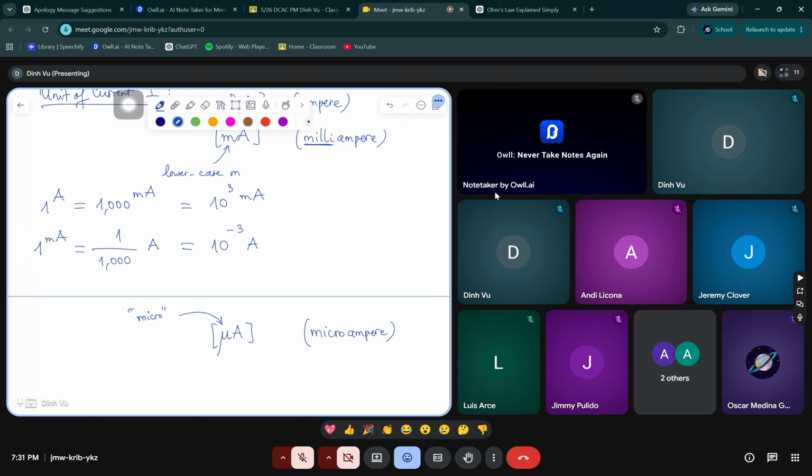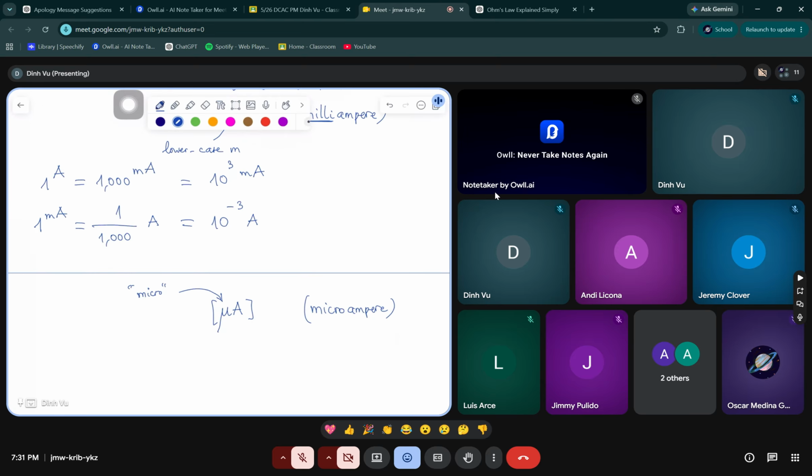Microampere. So this is one Greek letter, micro. However, this letter micro is quite difficult to type. So instead of writing micro like this, you write UA. It also means this is micro.